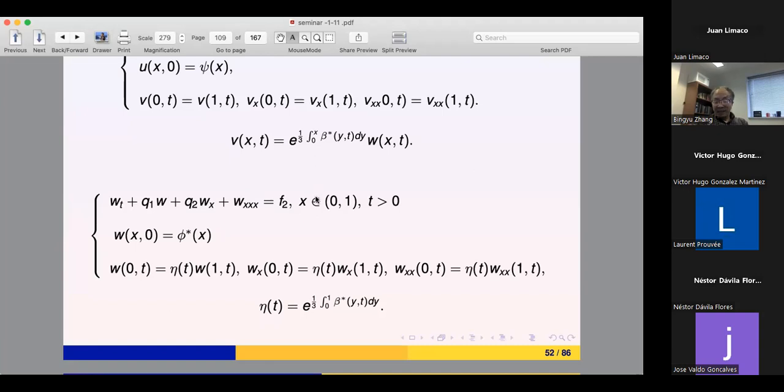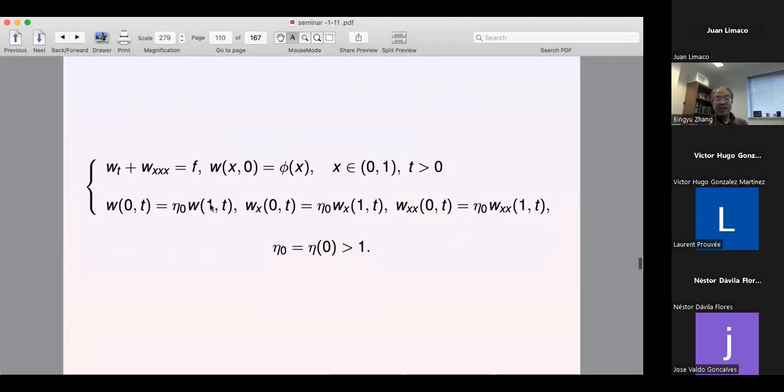So, to prove our Propositions 1, 2, and 3, it turns out we only need to consider this linear system, w_t plus w_3x equals f, with this boundary condition. But here, eta_0 is greater than 1. If eta_0 equals 1, that's the periodic boundary condition. But here it's important: our eta_0 has to be greater than 1. Okay, it's greater than 1.